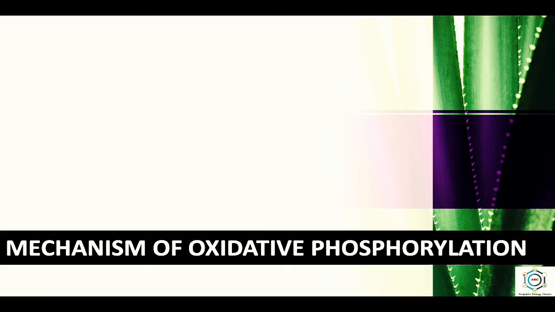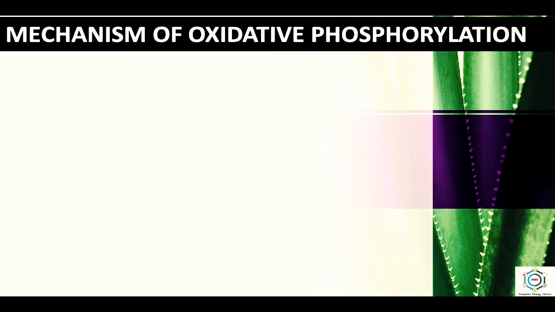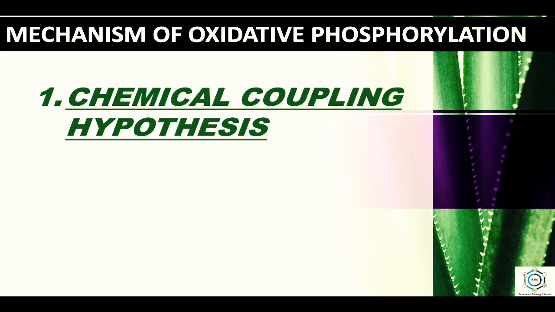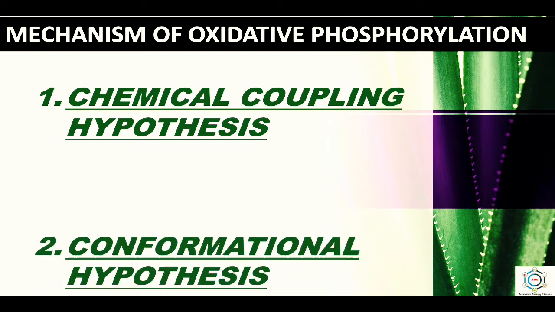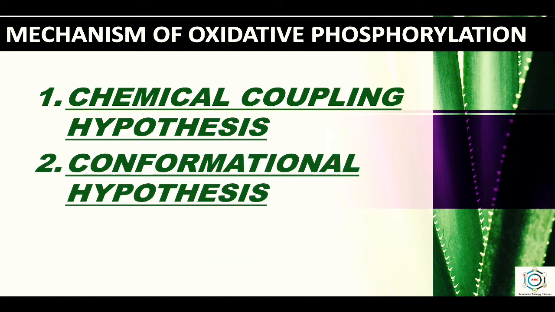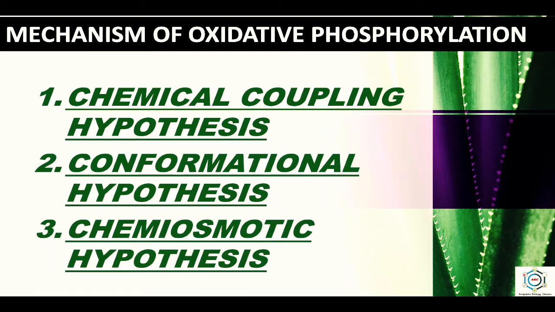Now, after this, see here the mechanism of oxidative phosphorylation. The mechanism of oxidative phosphorylation is the most complicated aspect of respiration. Three possible mechanisms have been put forward to explain the process, in which the first one is chemical coupling hypothesis, second is conformational hypothesis, and third is chemiosmotic hypothesis. Now, let's see every mechanism in detail.